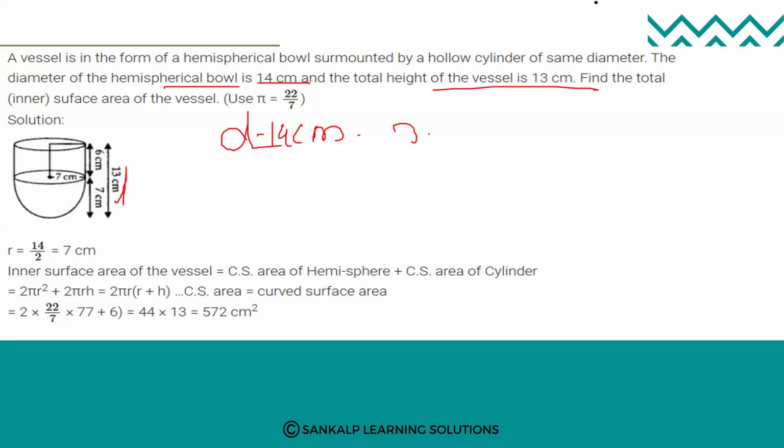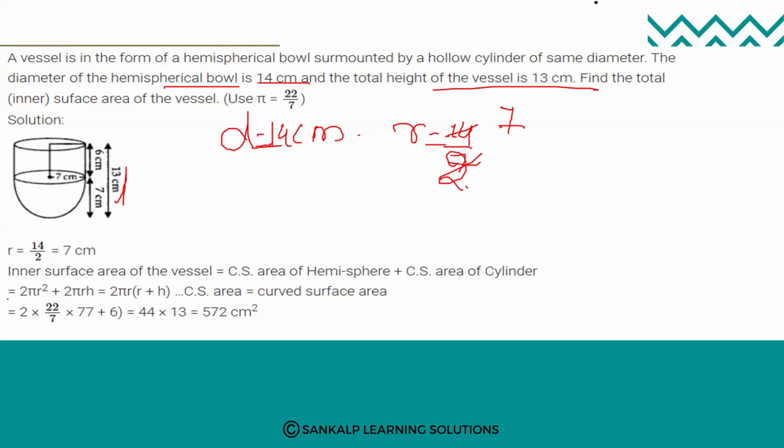that is, both are equal. Then what is the value of R? R is D divided by 2. That is 14 divided by 2. This is 7 centimeter. Right? So R value is 7 centimeter. The surface area of the vessel we need to find out. For that, curved surface area of the hemisphere plus curved surface area of the cylinder.